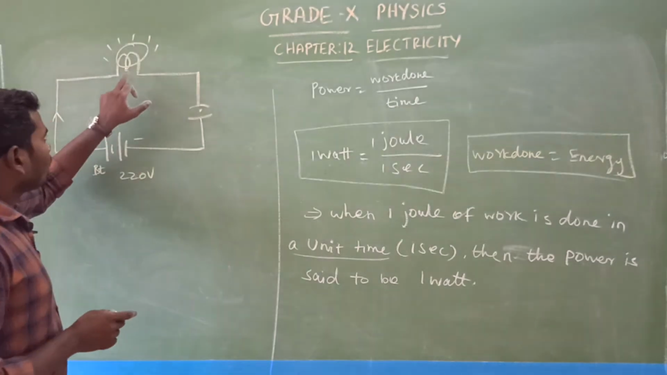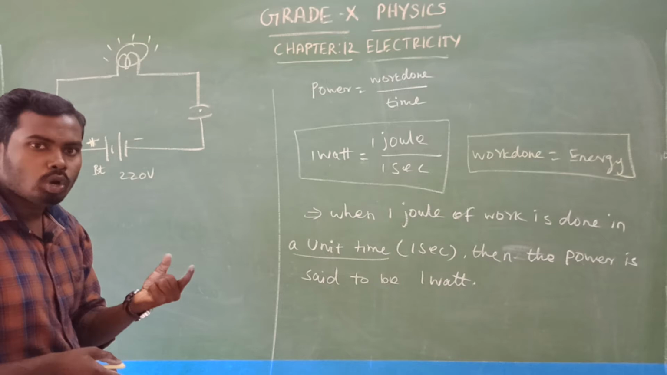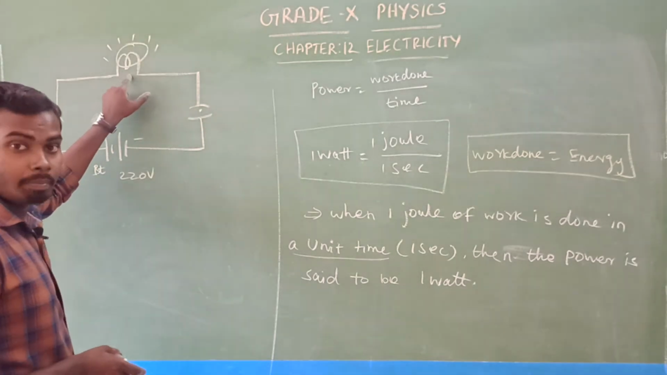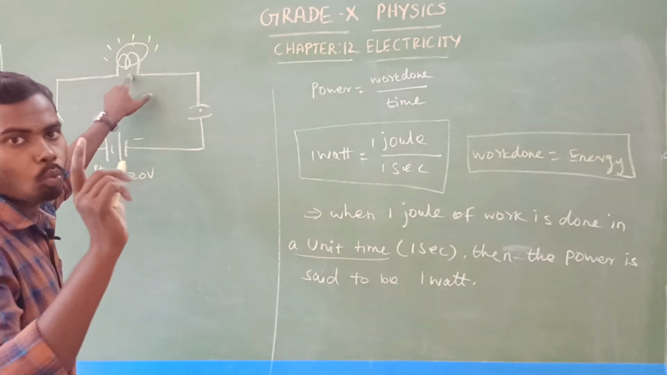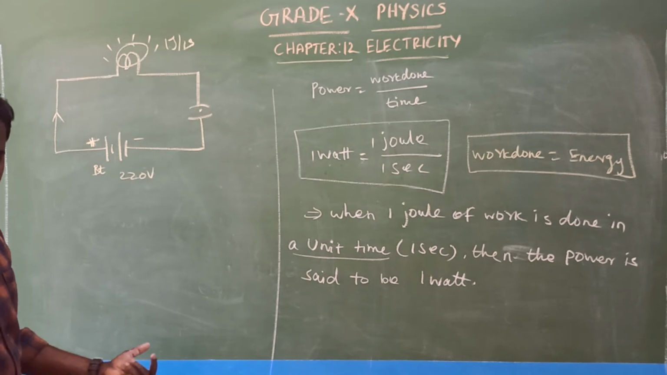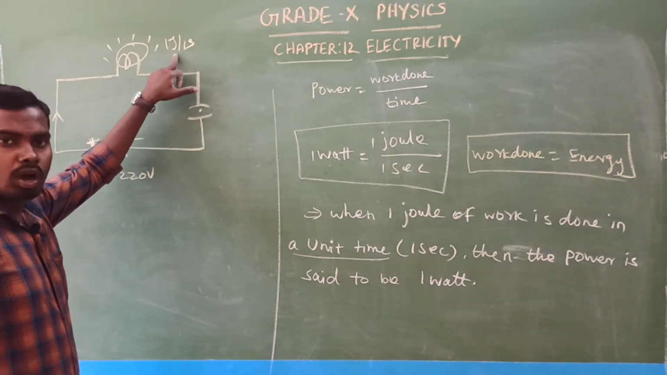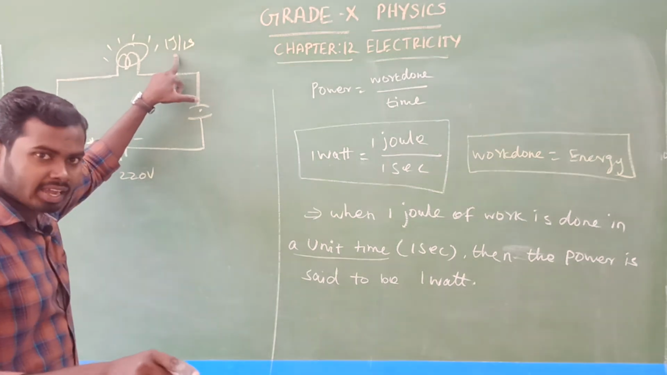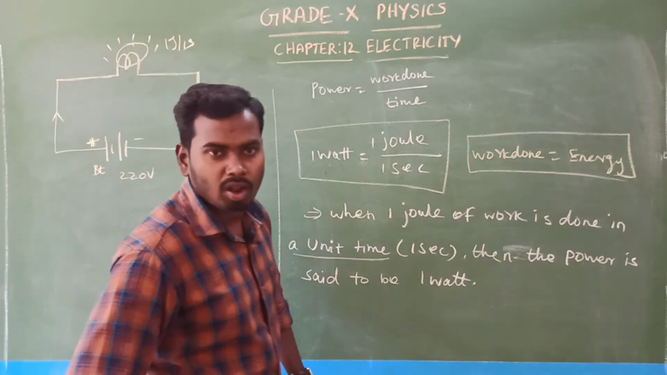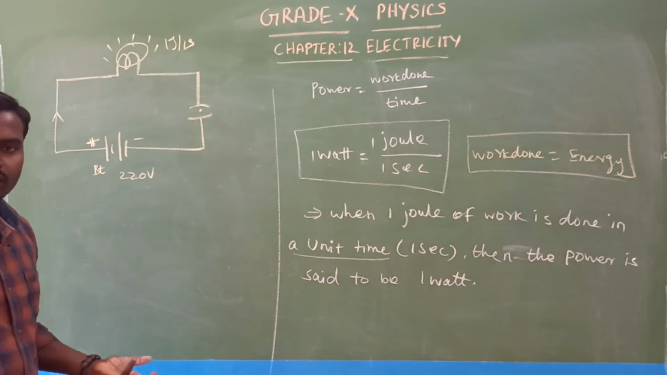If the electric bulb consumes 1 joule of electrical energy in 1 second, then the power of the electric bulb is said to be 1 watt. That's all. Very, very easy. Note this point: if the electric bulb consumes 1 joule of electrical energy in 1 second, then the power of the electric bulb is said to be 1 watt.